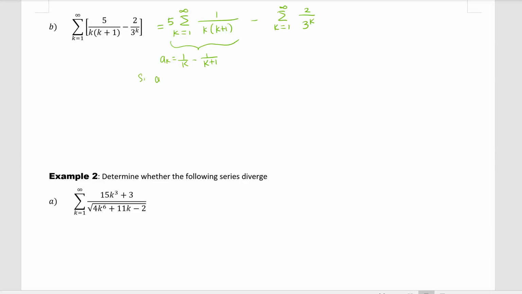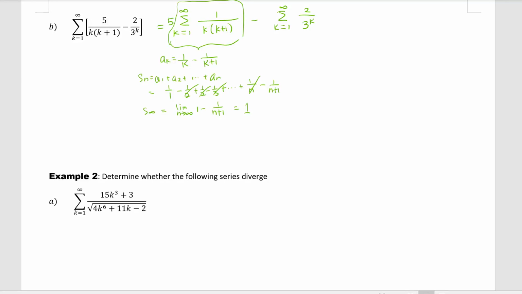What we did is S_n equals a_1 plus a_2 plus ... plus a_n, so we get 1 over 1 minus 1/2 plus 1/2 minus 1/3 plus ... plus 1 over n minus 1 over (n+1). All these terms cancel, except the biggest index remains. So S infinity is the limit as n goes to infinity of 1 minus 1 over (n+1), so we get 1. This series, not including the 5, equals 1.